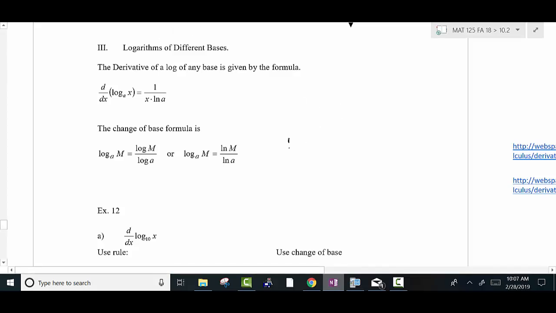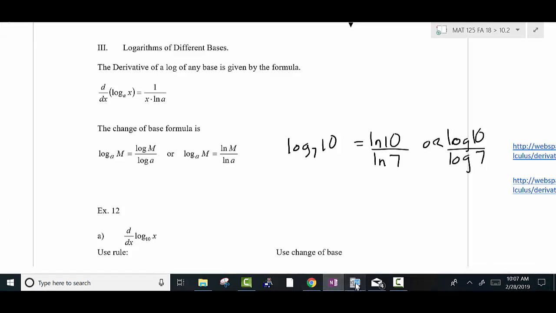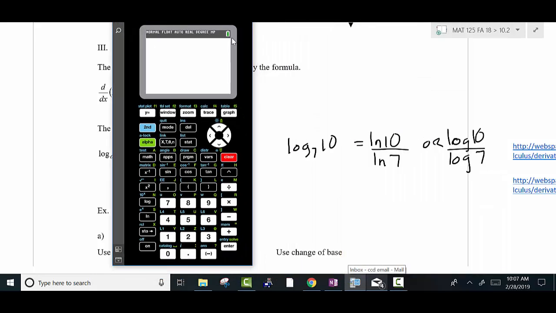If you had something like log base 7 of 10, well, your calculator will have a place on it where you can put a base 7, but you don't have to know where that is, because what you can do is change this to ln of 10 over ln of 7, or you can go log of 10 over log of 7 like that. If you brought your calculator with you, I want to make sure everybody knows how to do that.